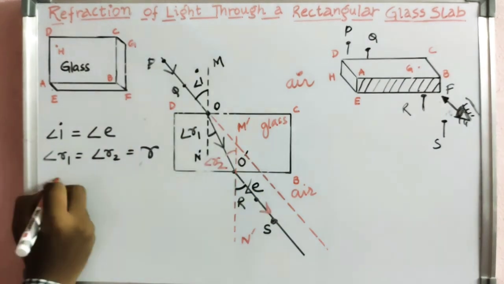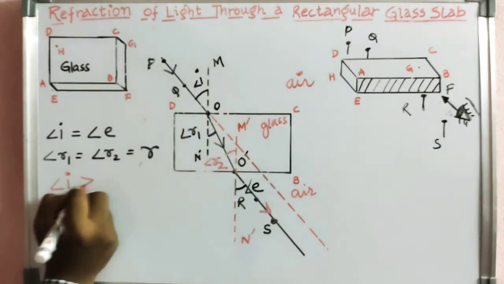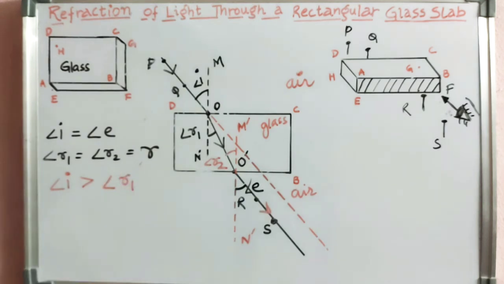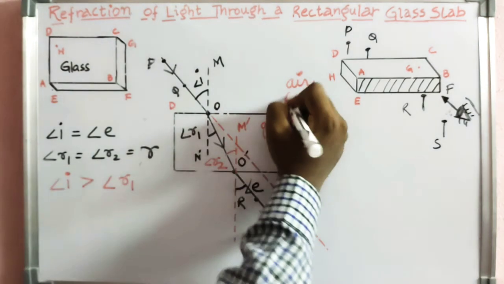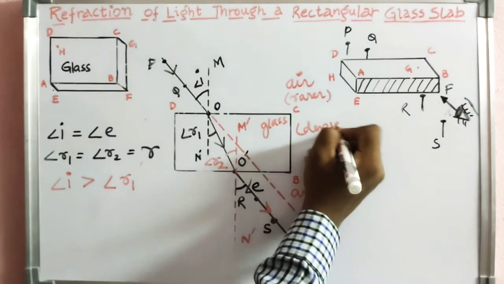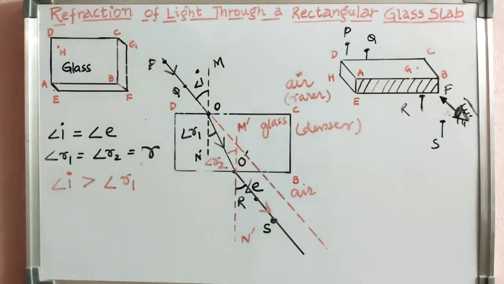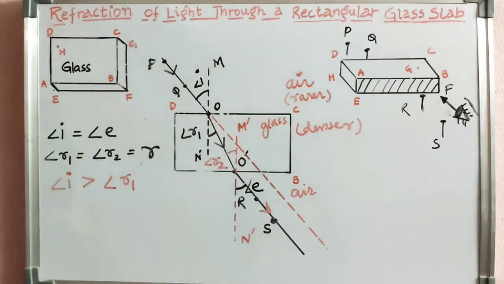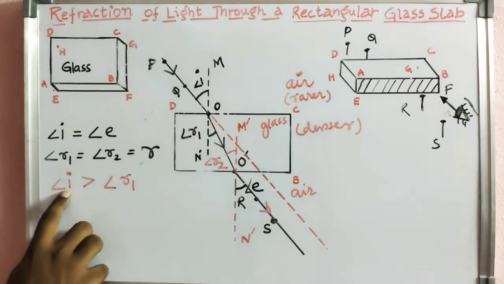So what do you see? Angle I is greater than angle R1. What does that mean? Air is our rarer medium. Glass is denser medium. When the light travels from rarer medium to denser medium, it is going to bend towards the normal. Clear? So this is your observation. Always I will be greater than R1.